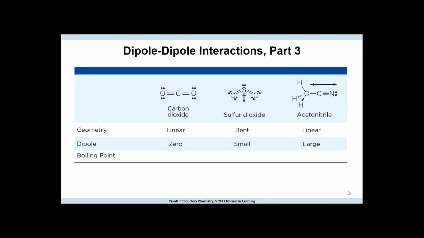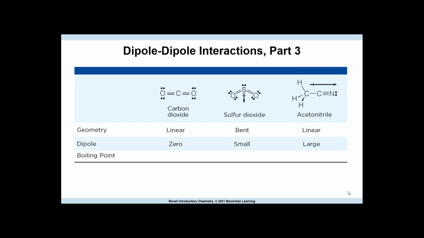So let's look at an example. Carbon dioxide has no net dipole. Sulfur dioxide has a small net dipole, owing to its bent shape. And acetonitrile has a large net dipole.